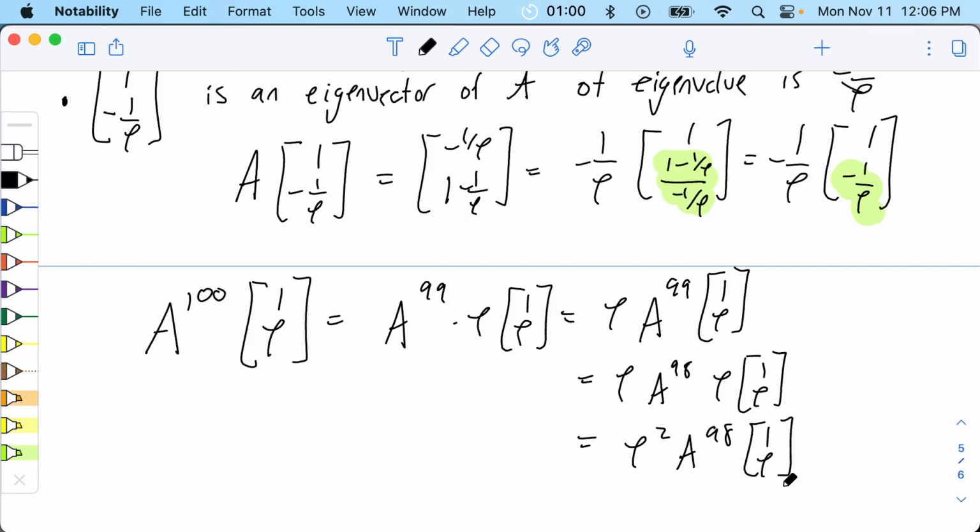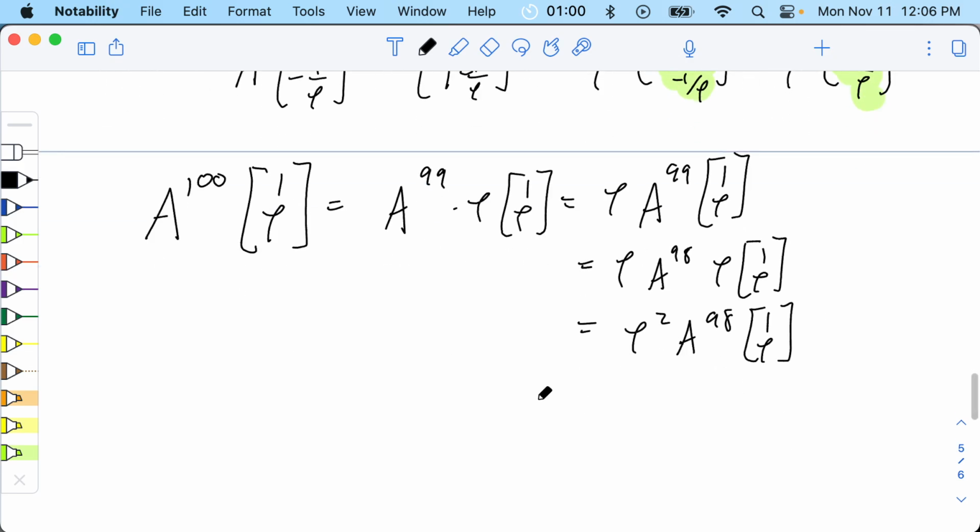Every time you matrix multiply, it just turns into a constant, phi. Okay, so I can actually skip some steps here and explain to you that it's phi to the power of 100 times (1, phi). Every time you matrix multiply. So for eigenvectors, powers are easy.